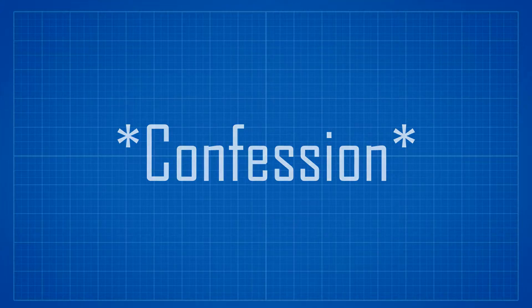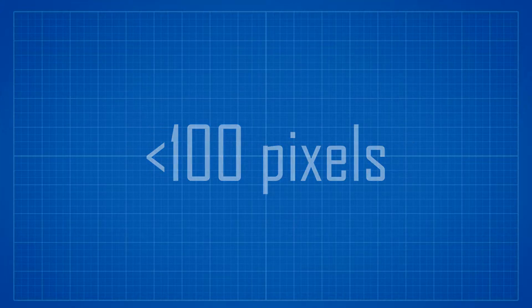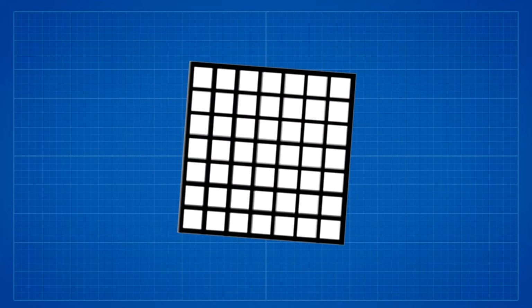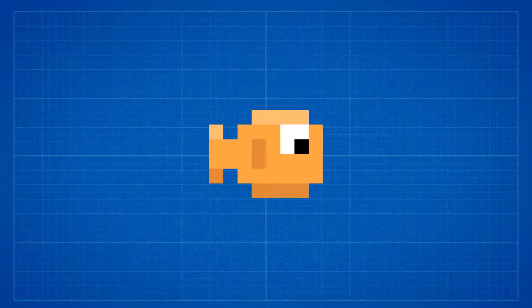I want to mention that I do know that my game is not under 100 pixels because it's rendering onto a 1920 by 1080p screen. That means when I get one pixel and scale it up, that pixel is now being rendered by multiple pixels on my screen. So what I do mean by under 100 pixels, well, let's take this fish I designed.